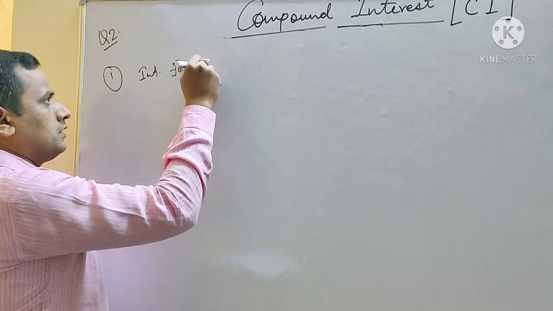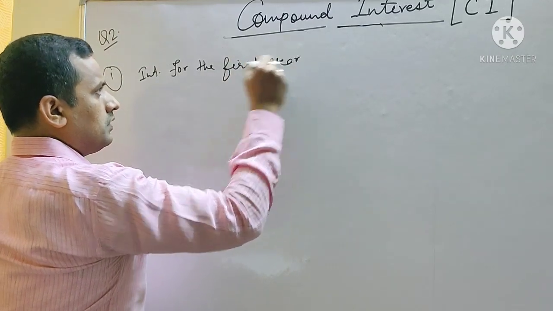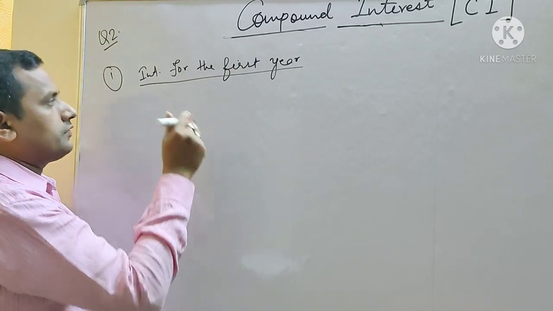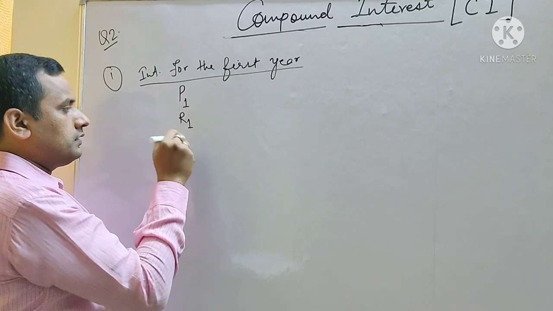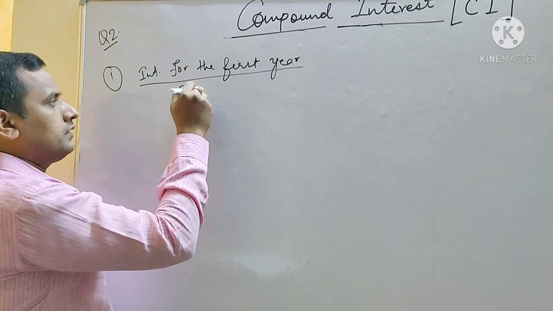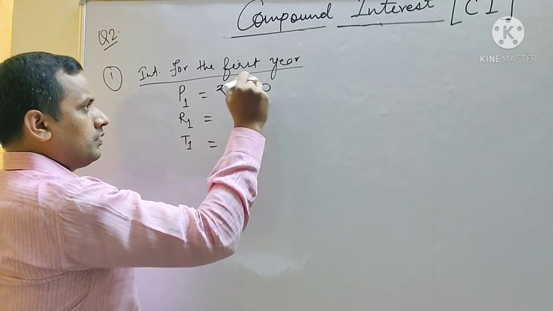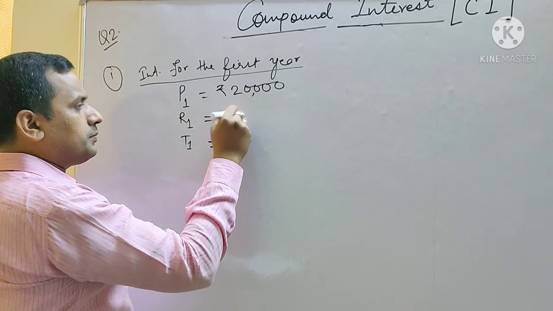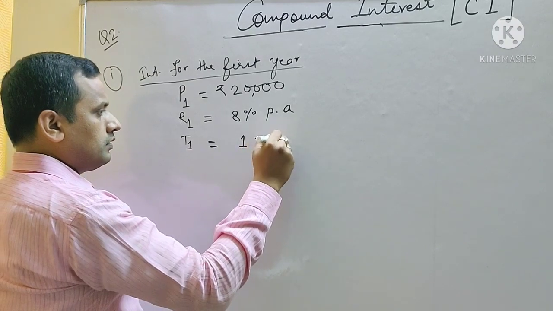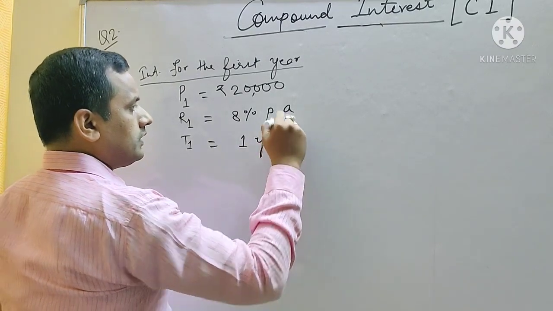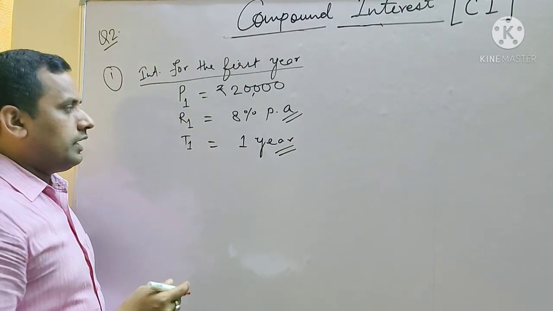So for the first year, first of all we will have the information like principal of the first year, rate of the first year and the time of the first year. So principal is given rupees 20,000, rate 8% per annum and time 1 year. As you can see, this is in years and this is also in years, so there will be no conversion of rate and time.